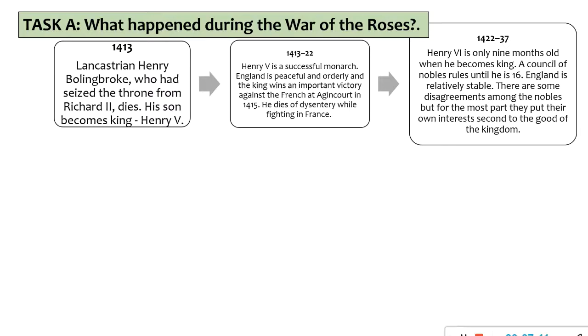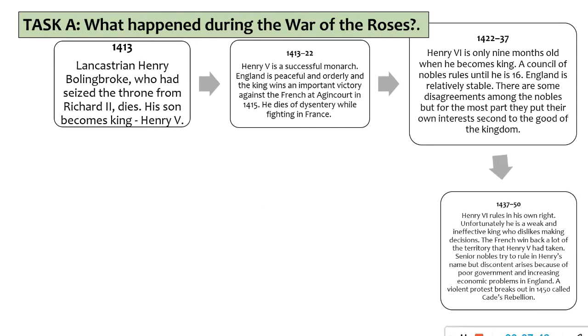Henry VI at this time is only 9 months old, and so therefore rules alongside a council of nobles. Now, with any king who is unable to fully rule, nobles do take up roles of advice or councils. The problem here is that obviously nobles fight for positions of power and positions of influence, and particularly when you've got a 9-month-old king, England therefore is open to disagreements among the nobles. But for the most part, they put their own interests to the side for the good of what they see the good of the kingdom being.